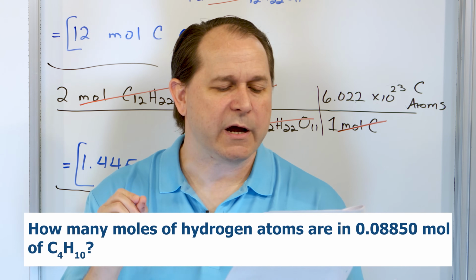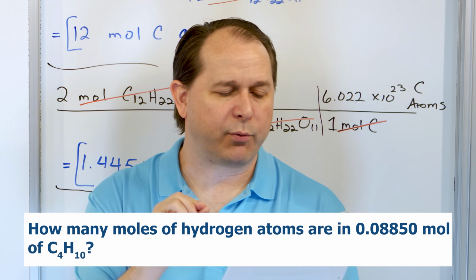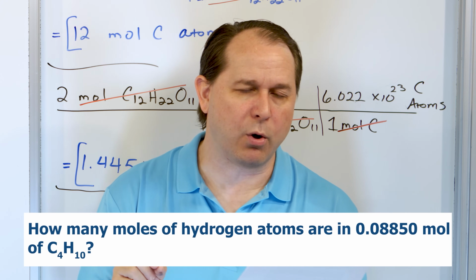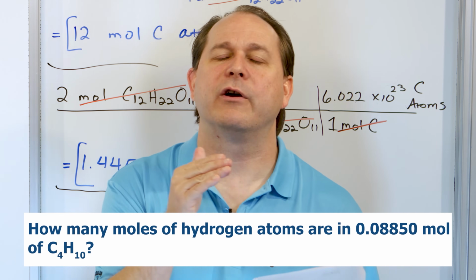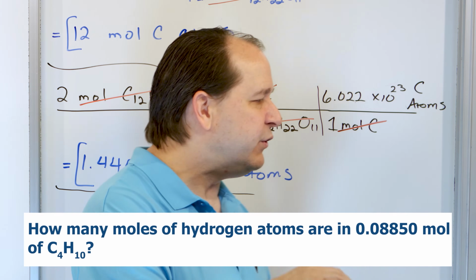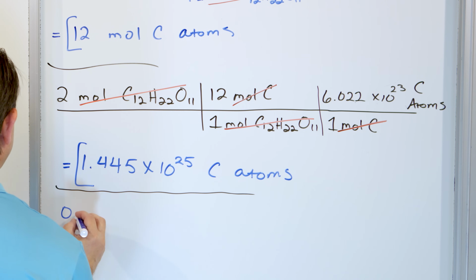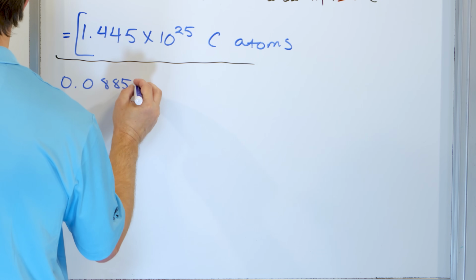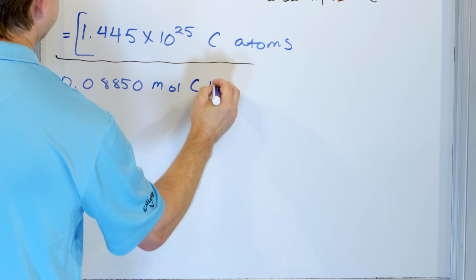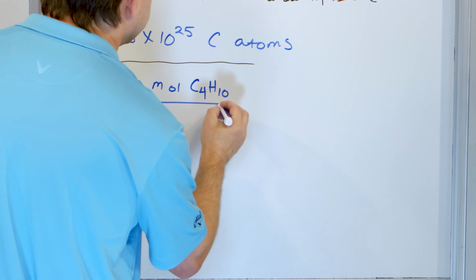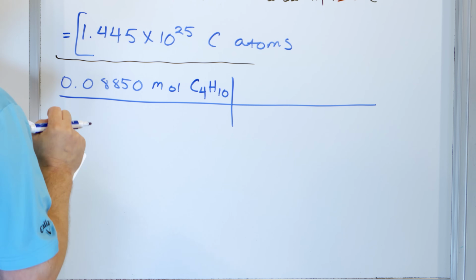Here we go. What number of moles of hydrogen atoms are there in the following substance? 0.08850 moles of C4H10. So I want to know how many moles of hydrogen atoms are in that quantity of that substance. So what you do is you write down what you're given in the problem statement. You were given that it's 0.08850 moles of C4H10, right? And the question is asking, how many moles of hydrogen atoms are there?